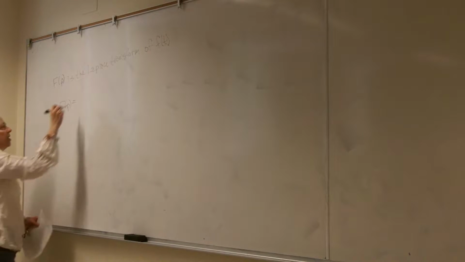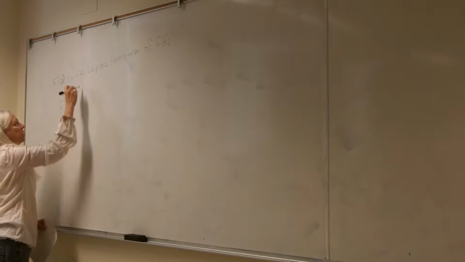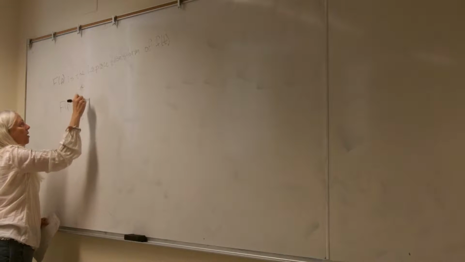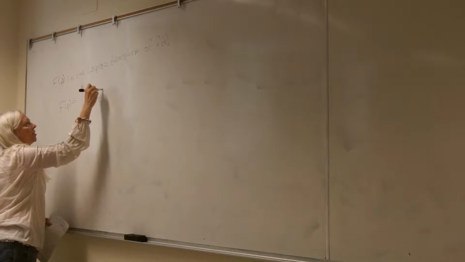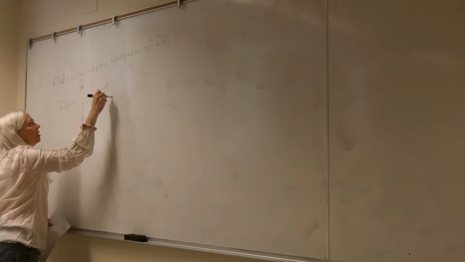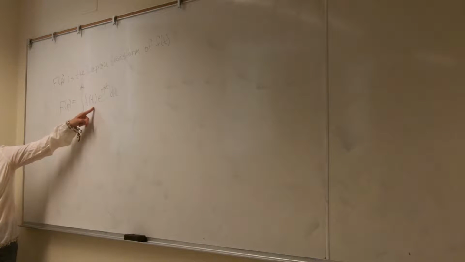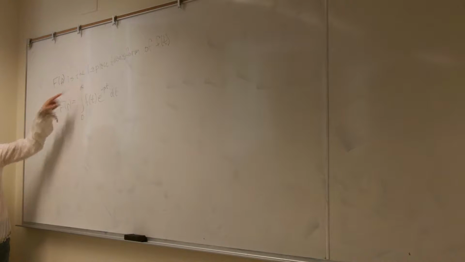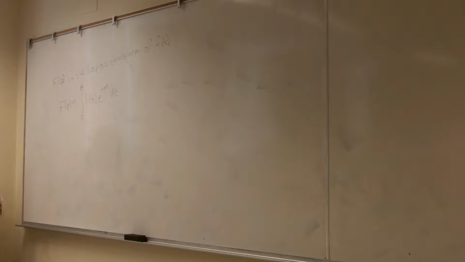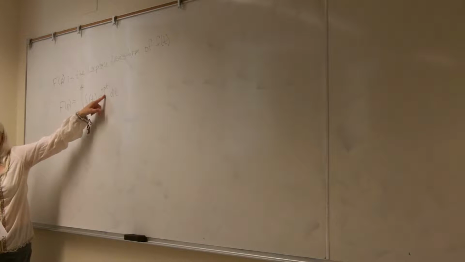Capital F of p is equal to the integral from 0 to infinity of little f of t e to the minus pt dt. So again, we're integrating over t here, and it's a definite integral, so after we evaluate it at the limits, the result is something that's no longer a function of t, hence no functional dependence on t here, but it is a function of p because of the p dependence in the exponential right here.